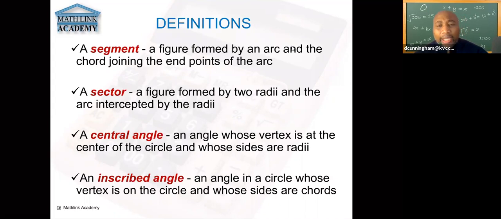We have a central angle as an angle whose vertex is at the center, and the key word is at the center of the circle, and whose sides are radii. So we're going to define each of these in a little bit. And an inscribed angle is an angle in a circle whose vertex is on the circle and whose sides are chords. And so let's look at what we have here. I know I said a lot, but it's good to give you some pictures to understand what a segment is, a sector, a central angle, and also an inscribed angle.